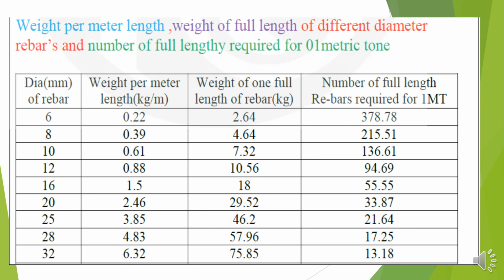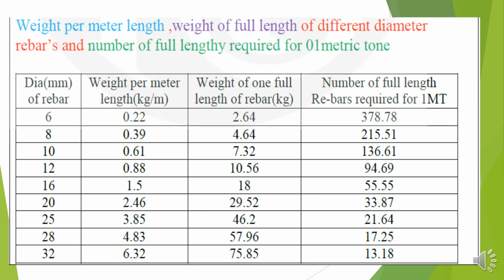Weight per running meter length of different diameters: 6 mm will be 0.22, 8 mm will be 0.39, 10 mm will be 0.61, 12 mm will be 0.88, 16 mm will be 1.5, 20 will be 2.46 kgs, 25 mm will be 3.85 kgs, 28 mm will be 4.83 kgs, 32 will be 6.32 kgs.